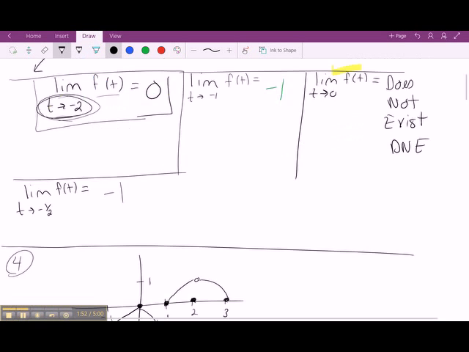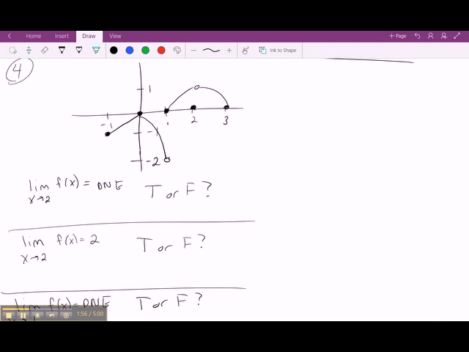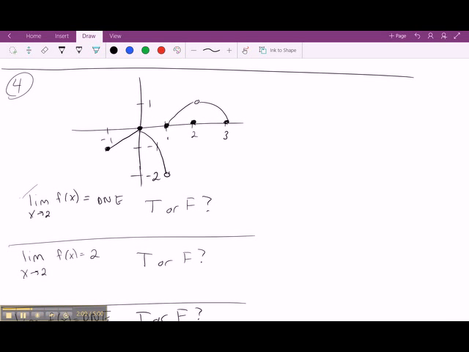Okay. Let's go down to number 4. This one was actually a true-false question. So I will just highlight or circle my answers as true or false. So part A was, what is happening as x approaches 2? Does that limit exist or not? So part A and B actually kind of are about the same thing. So let me get my highlighter up here.